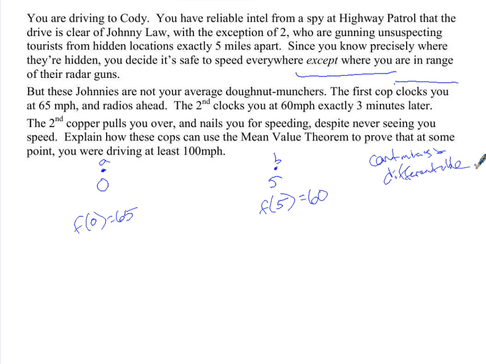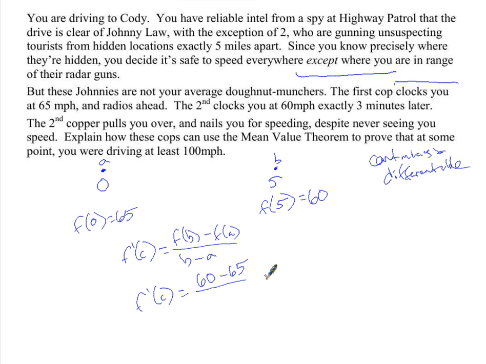The mean value theorem says that the instantaneous velocity equals the average velocity over the interval. So f at b minus f of a over b minus a. So f prime of c, my instantaneous velocity, has to be, at some point on the interval, this. Well, f of b is what? 60 minus f of a, which is 65, over b minus a. Why is this working out this way?